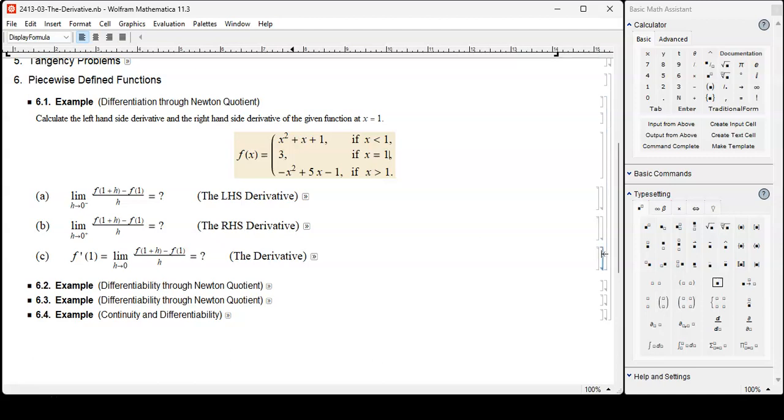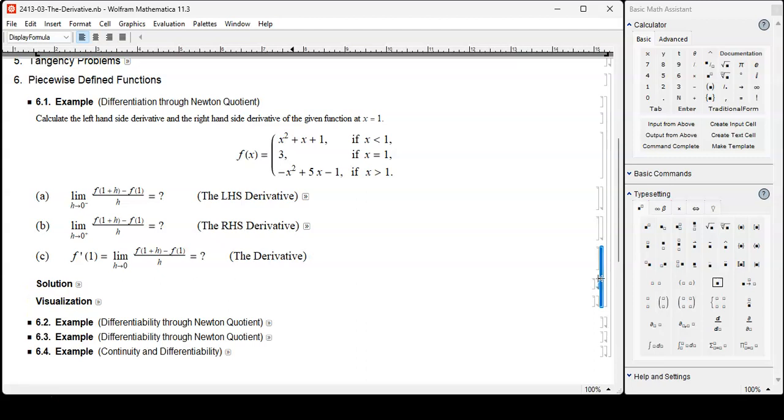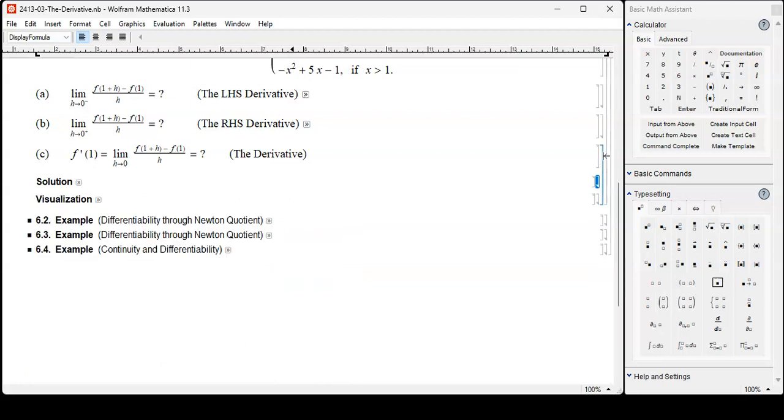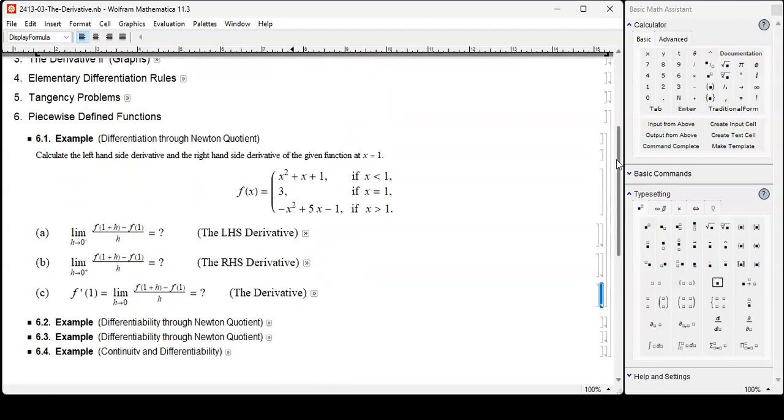And then the derivative computation: the left-hand side and right-hand side are the same in this particular case, so the common value is the derivative. In some cases, they're different. In that case, the function is not differentiable. It has no derivative at this break-in point.